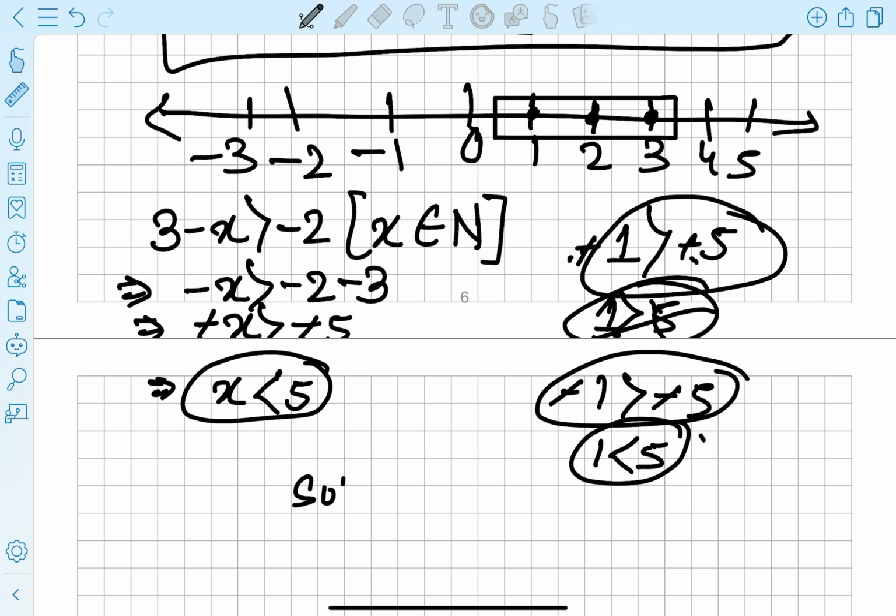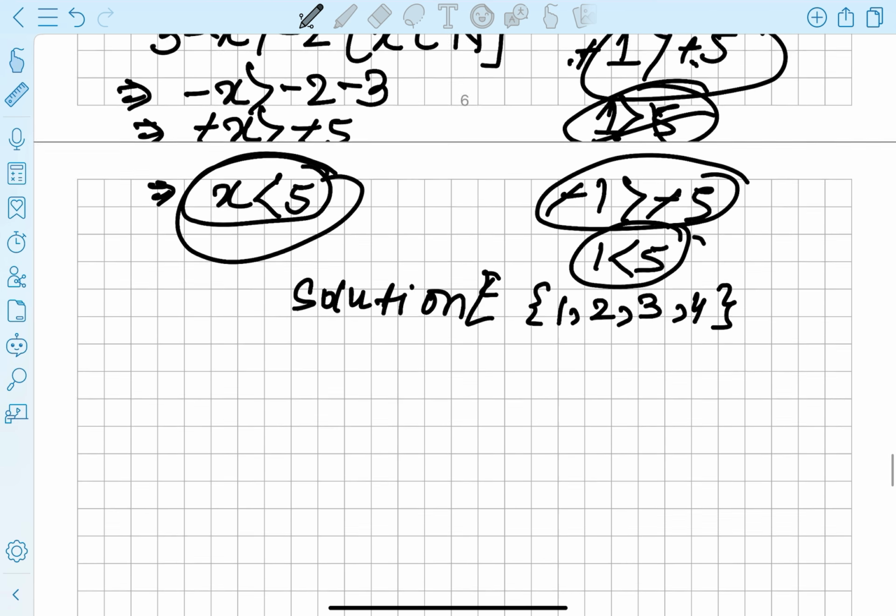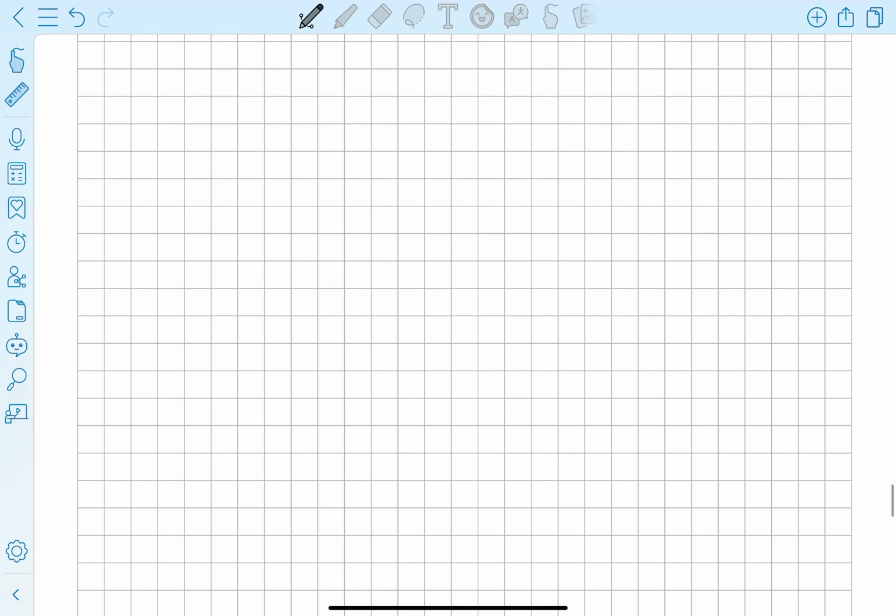So what will be the solution set of this, given that x belongs to natural numbers? Basically, it will be 1, 2, 3, 4. Very important sets. This is the entire concept of linear equations and linear inequalities.